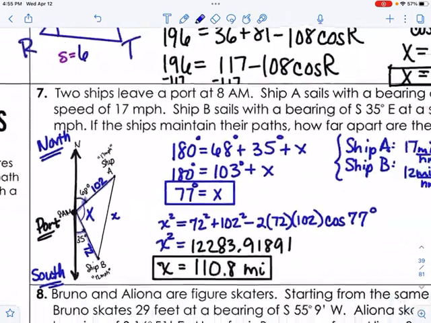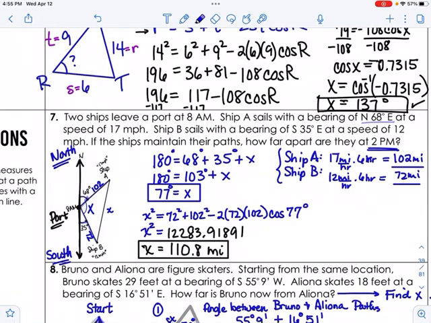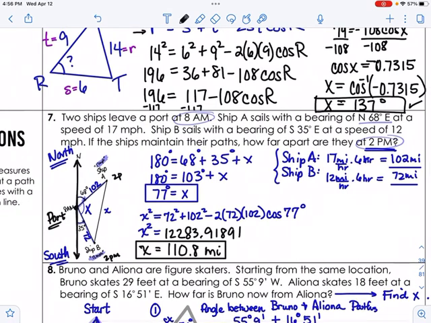Okay, now you're being asked, and you're being told that ship A is sailing at 17 miles per hour. So I kind of listed that right here. Ship B is going 12 miles per hour, right? And then the ships maintain their paths. How far apart are they at 2 p.m.? So you kind of notice that they started at 8 a.m. and then at 2 p.m., this is when they get to this point. So each of the respective ships are here and here, right?